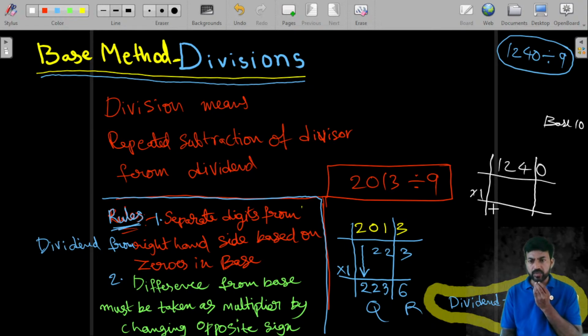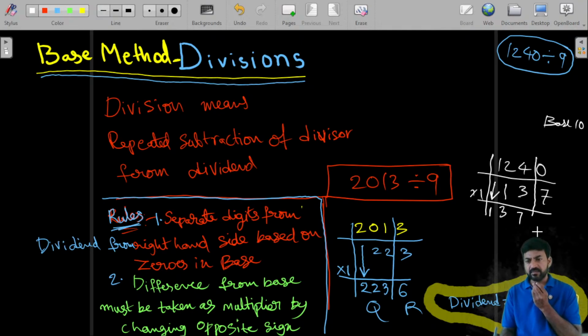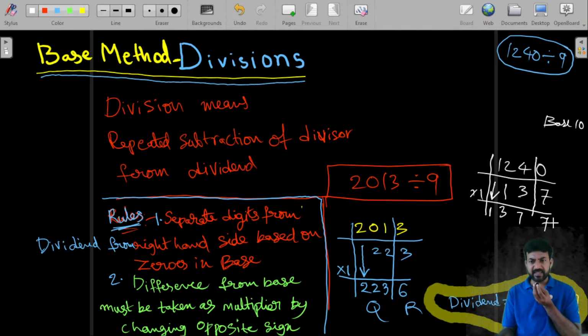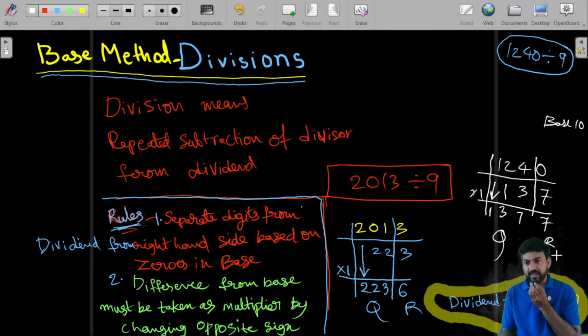So I told you, you have to take the first digit directly. Next, 1 ones are 1. Add these two, you will get 3. 1 threes are 3. You will get 7 here. 1 sevens are 7. So add this, you will get 7. That's it. So very easy. 137 is the quotient, remainder is 7.